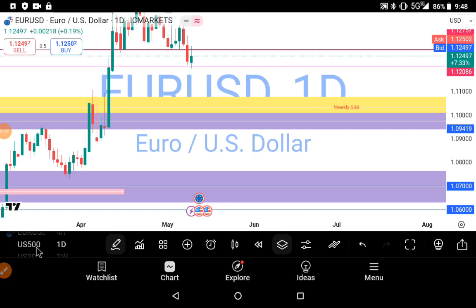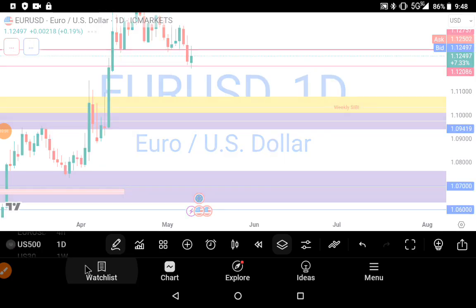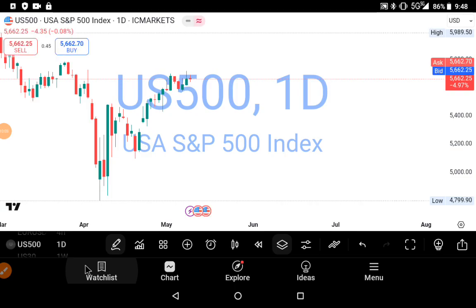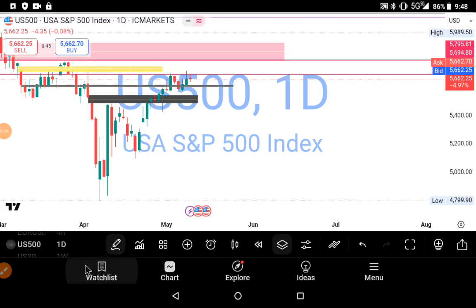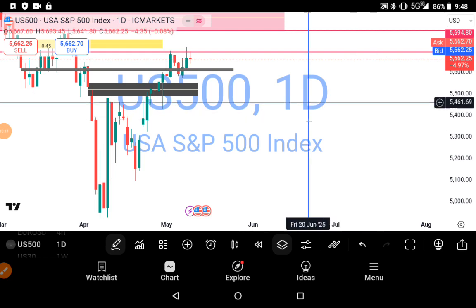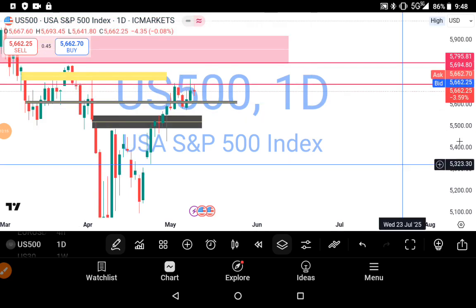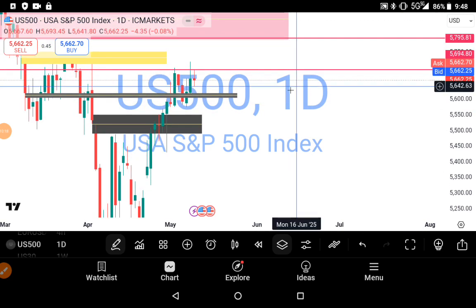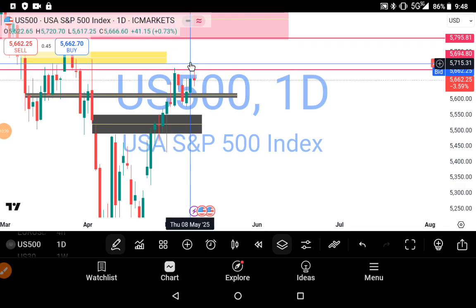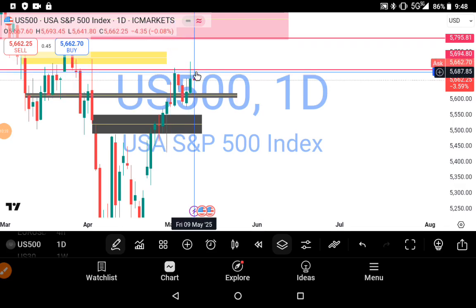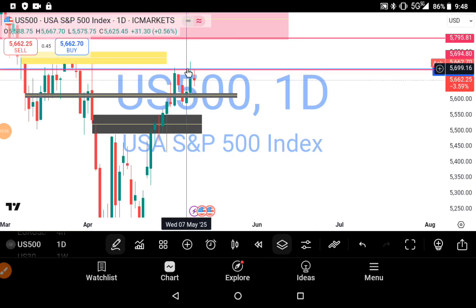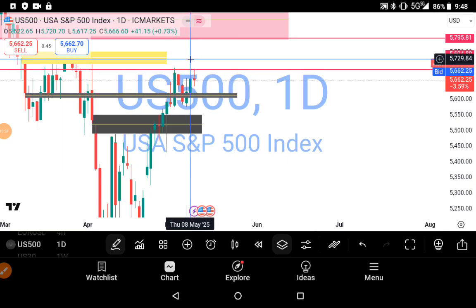On US500, which is the S&P 500, last week I was interested in 5700 to 5800. The level 5700 was delivered, but the level 5800 was close.